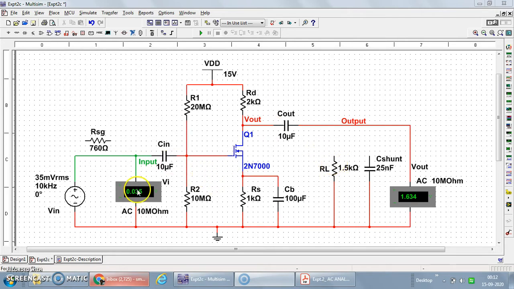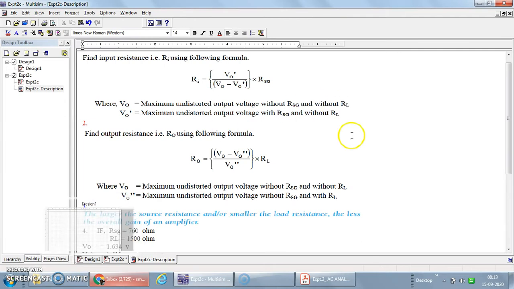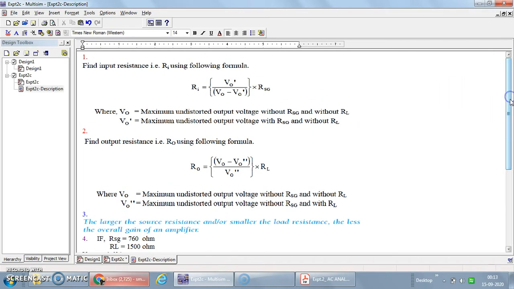Now to begin with, we'll simulate this circuit, but before that, this is the relevant description about this experiment, which shows how we can find the values of input and output resistance. To find the input resistance Ri, we are going to use the formula Ri = V0' / (V0 - V0') multiplied by RSG. What is V0 in this case? V0 is the maximum undistorted output voltage without connecting RSG and RL.